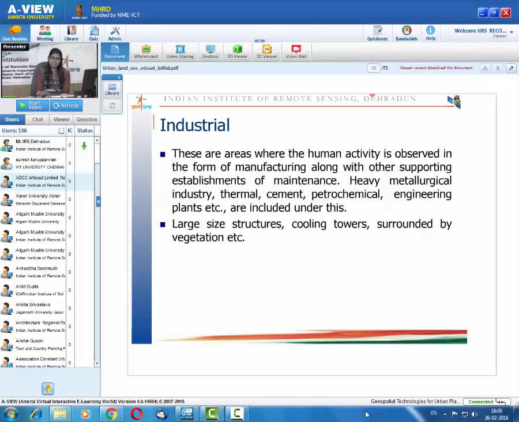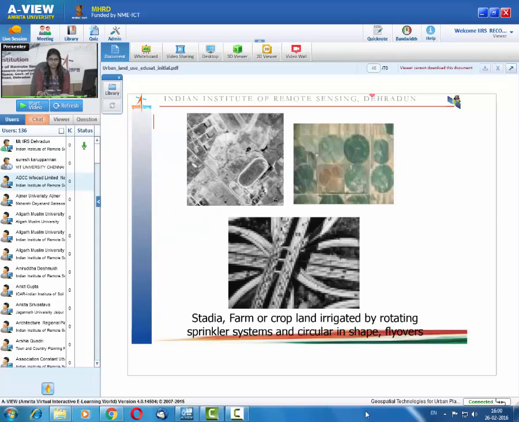Similarly, in industrial areas, the industrial sheds or the tin shades or the plastic shades, big domes will help us identify that this is an industrial area. Moreover, the kind of roofing will reflect a lot of light and hence those areas will appear bright. Some more image interpretation slides: stadia in the first image. The second image is a crop growth pattern farm irrigated by rotating sprinkler systems. The third image shows us the flyovers.